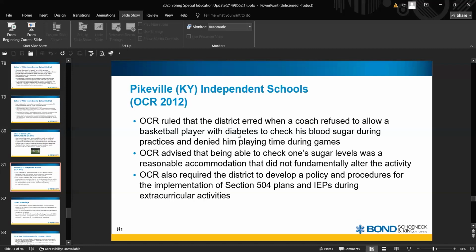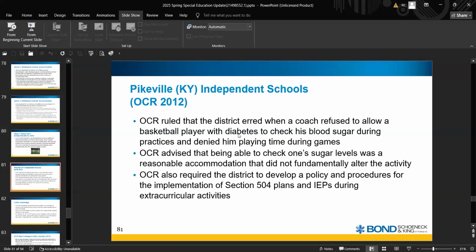If the student's able to do everything else, and you see it all the time. You see sometimes kids or adults putting insulin in on the bench. That's okay. That's a reasonable accommodation. Now they can't run around with a doctor on the court next to them at all times. That's altering it. So there's a time where the district fell short. That's why you're going to see nurses as an accommodation.